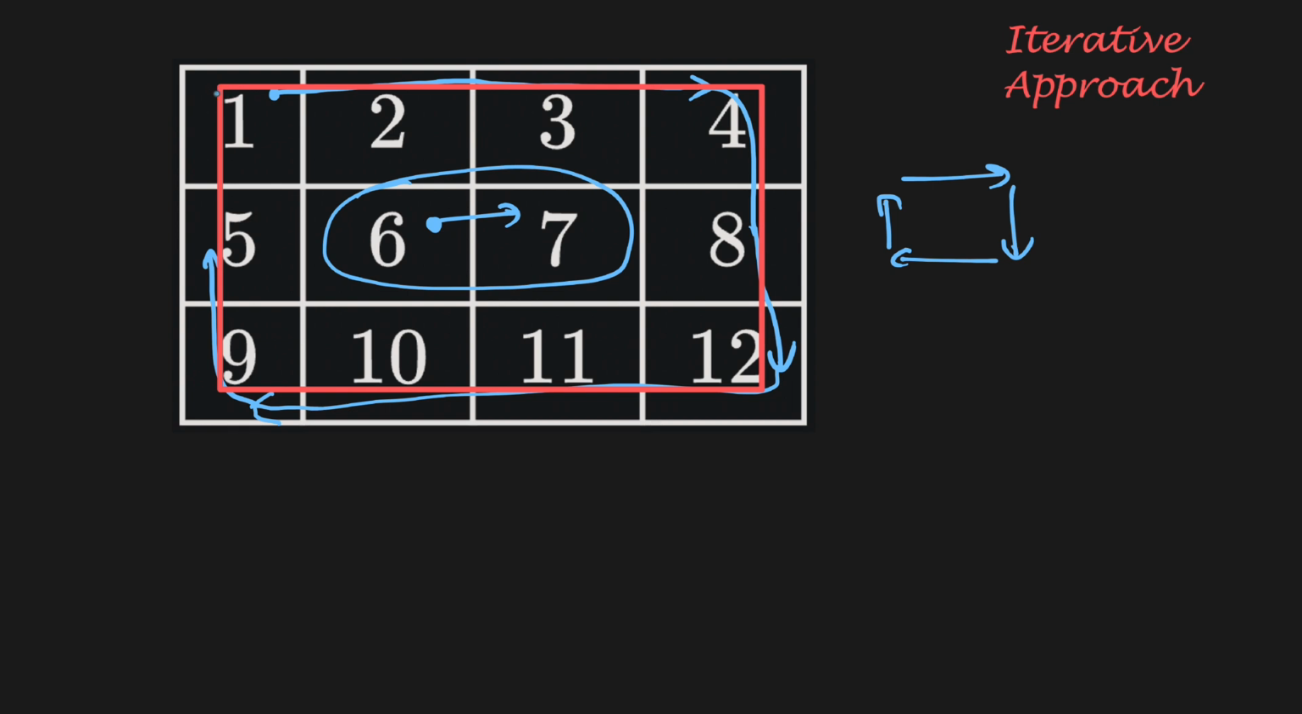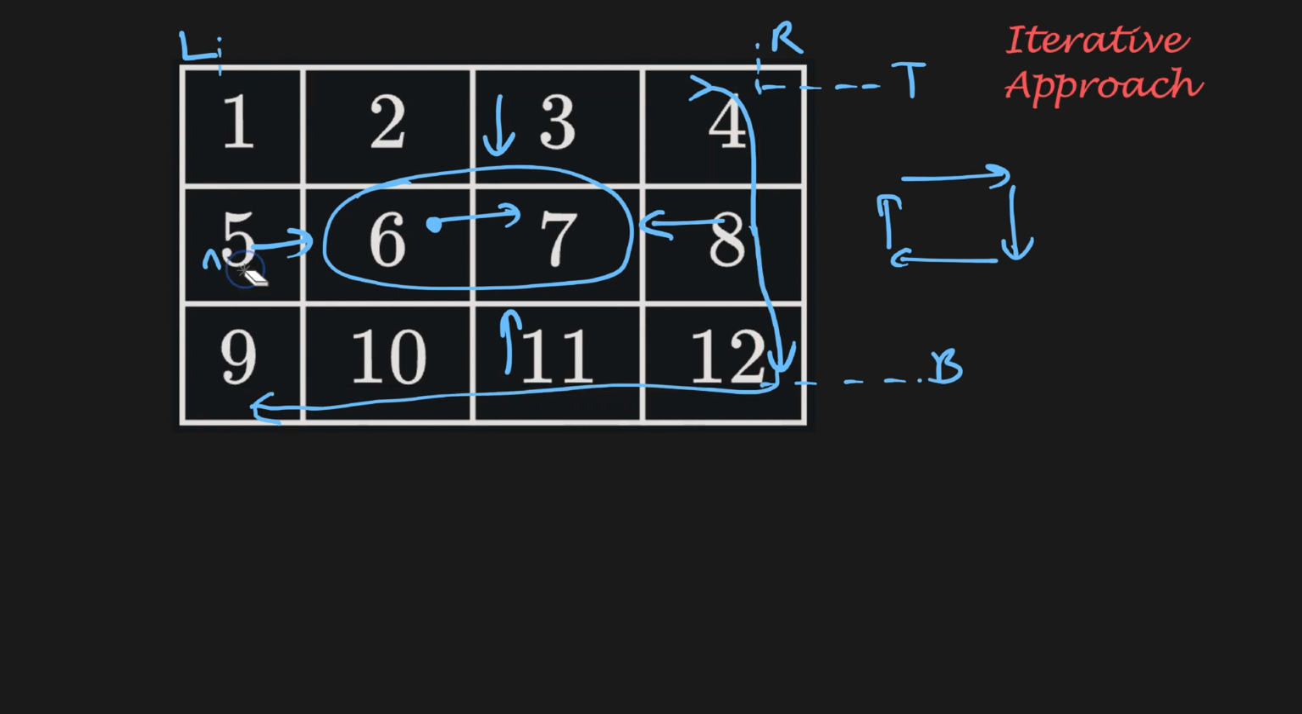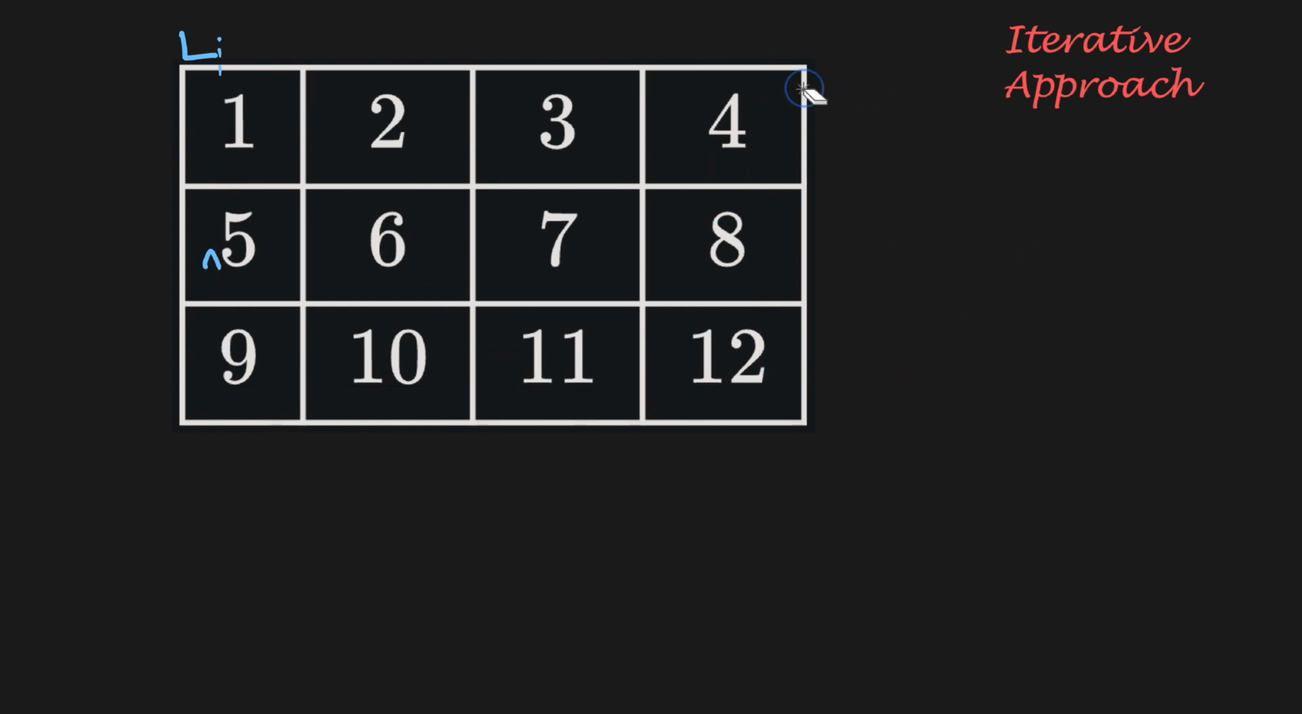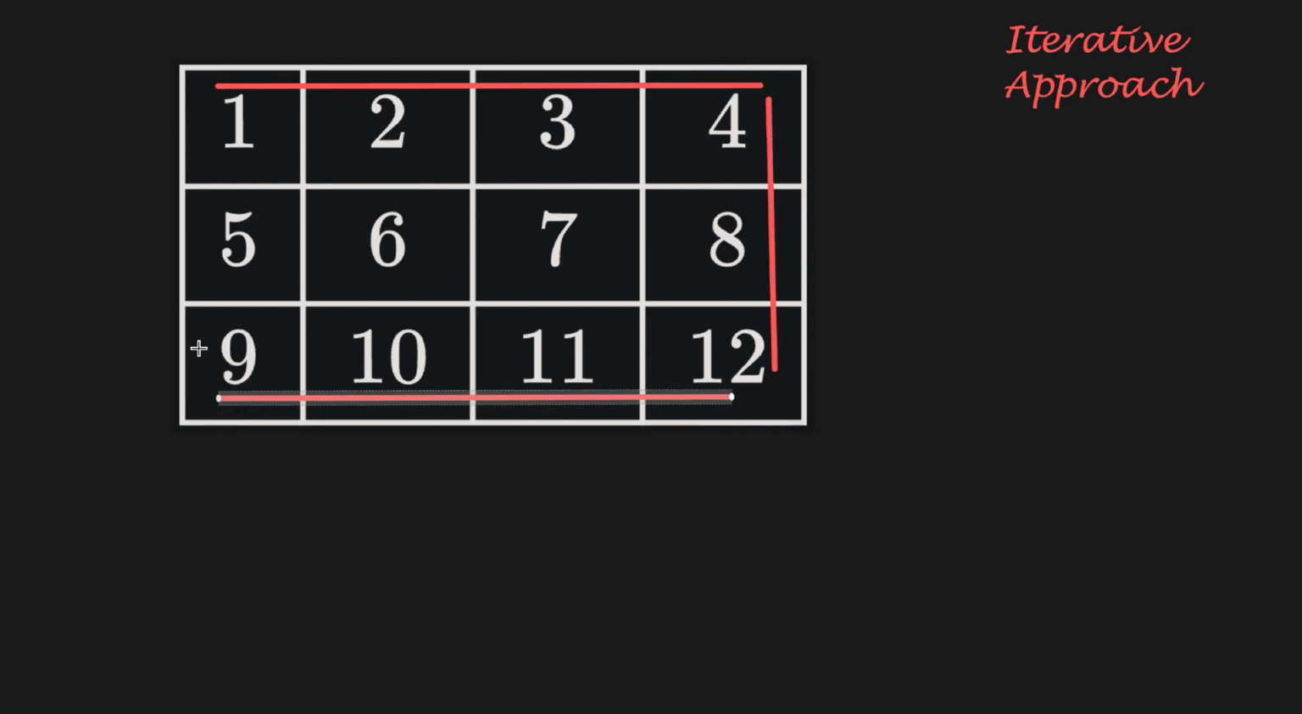We can define rectangle layers using 4 boundaries: left, right, top and bottom. And as we shrink the rectangle, we adjust the boundaries by moving top downwards, right moves inward, then bottom goes upwards and left moves inwards. So this helps us focus on the smaller inner rectangles. Now let's quickly revisit the matrix traversal in spiral order using these boundaries. So we'll define the 4 boundaries as top, right, bottom and left.